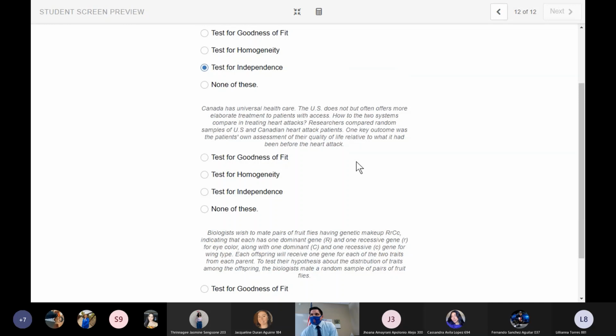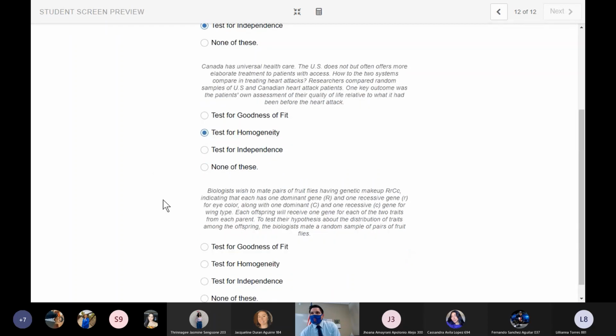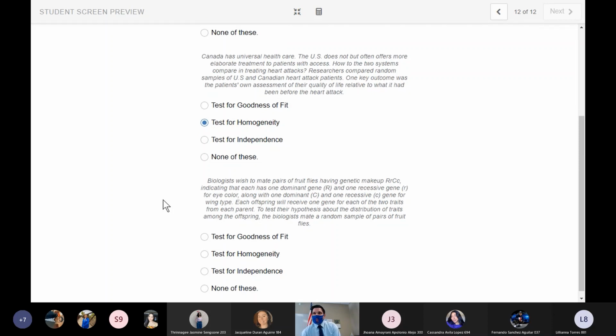This next one, we have 2 populations, the US and Canada, that are sampled from independently. And then they collect data about a single variable: quality of life relative to what it was before they had their heart attack. That is a test for homogeneity. 2 separate populations being sampled from and a single variable that we're checking, trying to find a difference between the populations.